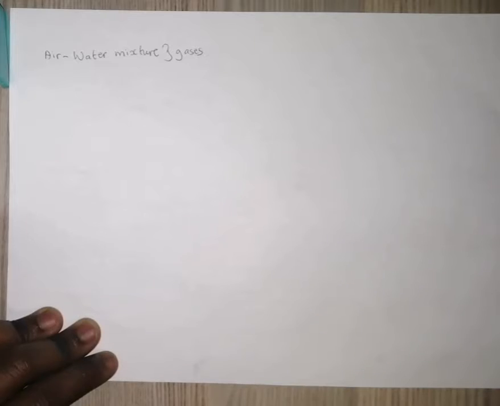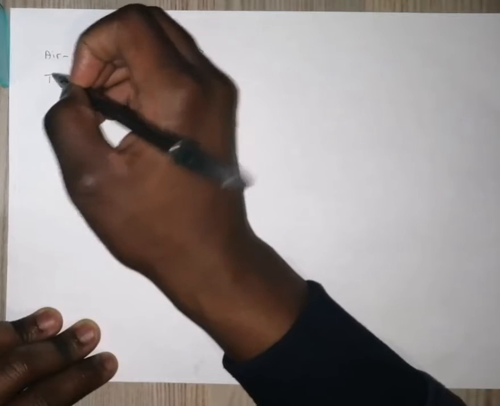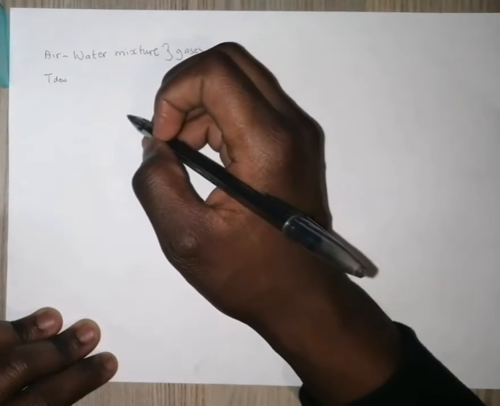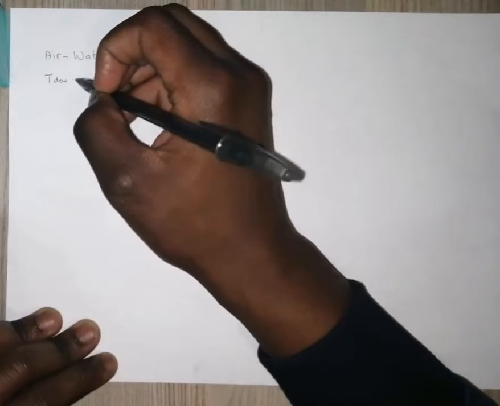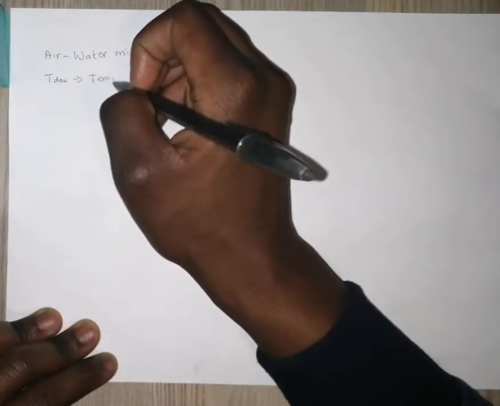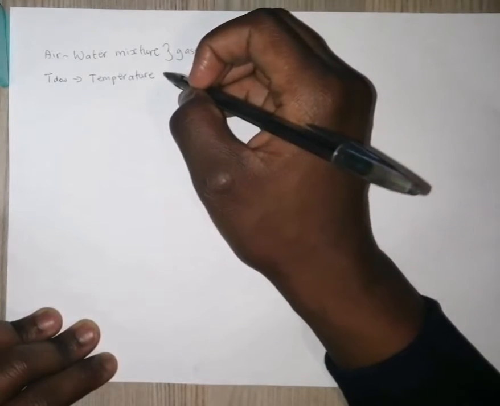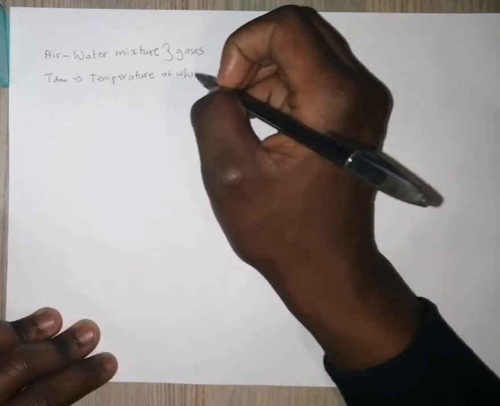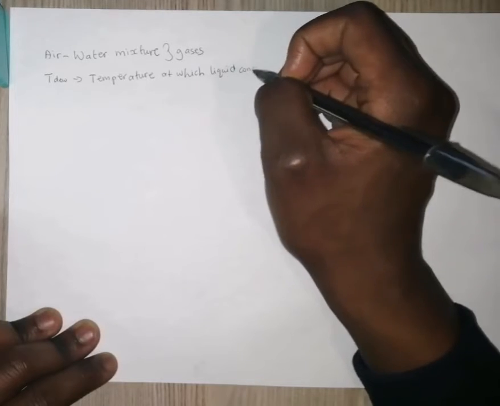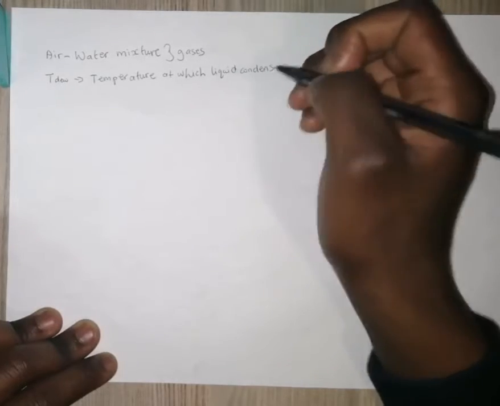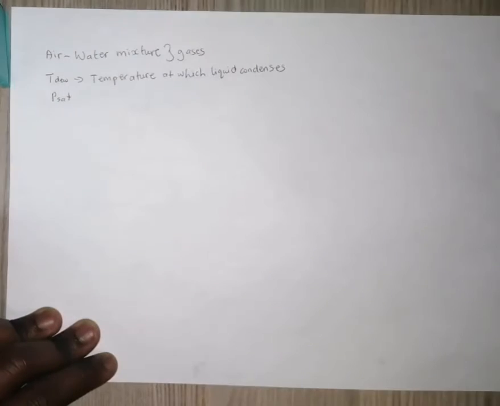So first of all, I would like us to know some terms. First of all, the dew temperature. So dew temperature is the temperature at which a liquid condenses. At that temperature, it is at a certain pressure, which is known as the saturation pressure.